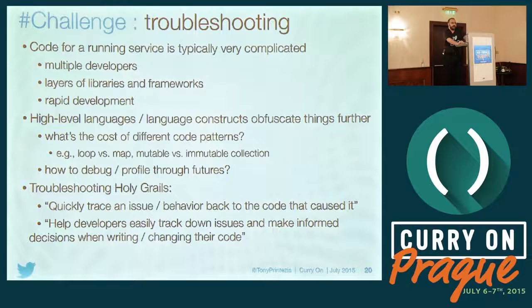Another issue is that high-level languages and language constructs obfuscate things further. It's like, oh, I'm into functional programming, so I would do a combination of filter, map, reduce instead of a simple loop because it looks cooler, but what sort of performance impact does that have? In a perfect world, the code would ultimately be the same, but all the time that's not the case. So trying to work out what performance impact something like that has is important, and we currently lack that.